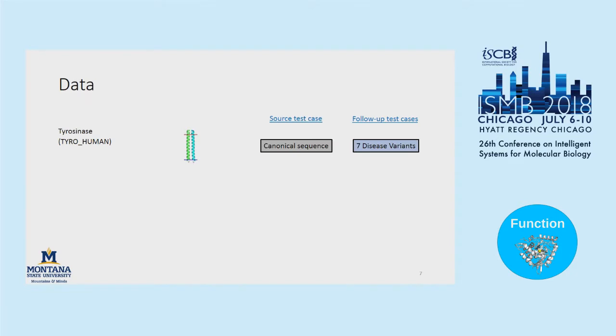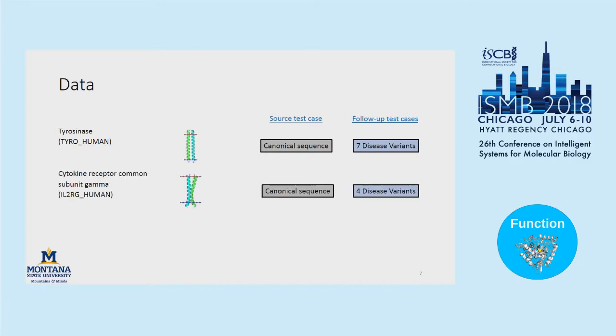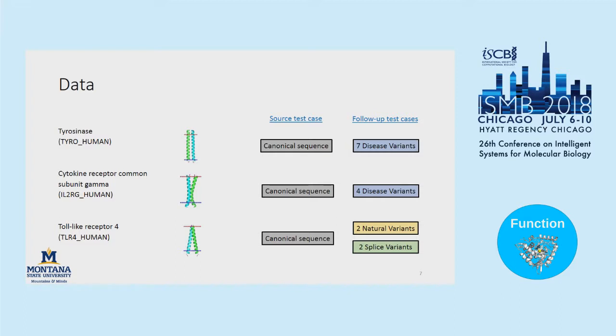But what did we send them? We sent them 18 sequences from 3 proteins. For the first protein, which is tyrosinase, we sent them the canonical sequence and 7 disease variants. For the second protein, which is cytokine receptor common subunit gamma, we sent them the canonical sequence and 4 disease variants. Finally, for the third protein, which is toll-like receptor 4, we sent them the canonical sequence and 2 natural variants and 2 splice variants.